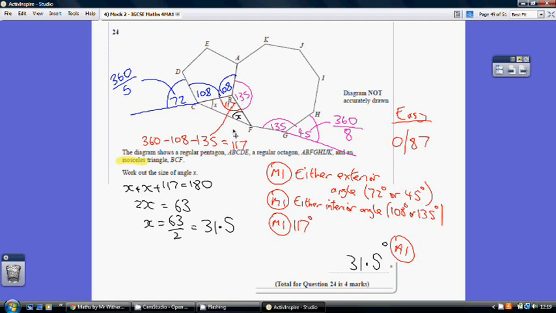Now we're told that this is an isosceles triangle here. So CB must equal BF. The base angles of an isosceles triangle are equal. These are both x's. So given that angles in a triangle add up to 180 and this angle is 117, 180 take away 117 is 63. We have 63 degrees shared equally across these two x's. So x must be 63 divided by 2, which is 31.5 degrees.